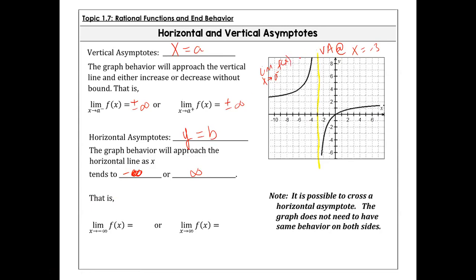F of X is doing what? It's heading towards positive infinity, right? And this is on my left-hand side, and I know it's left-hand because it's A to the negative. And for this problem, our A is -3, correct? Analyzing it from the right-hand side, I'm going to write it as the limit as X goes to -3 from the right. What is F of X doing? What is our function doing? It's going down, so it's heading towards negative infinity.